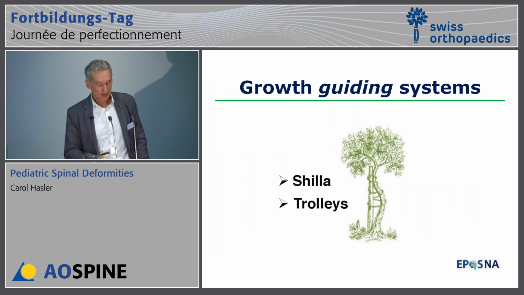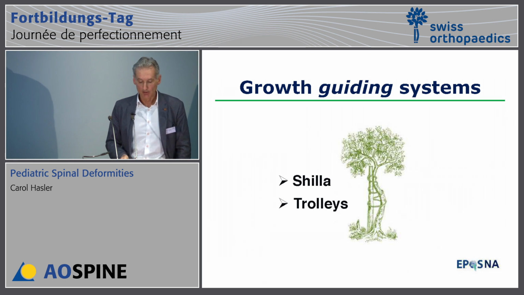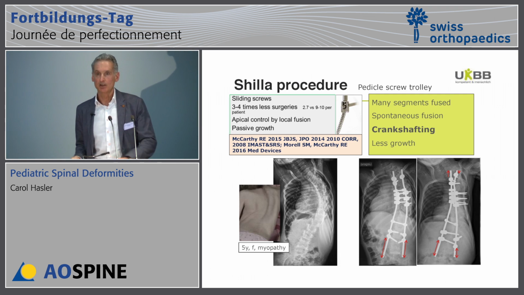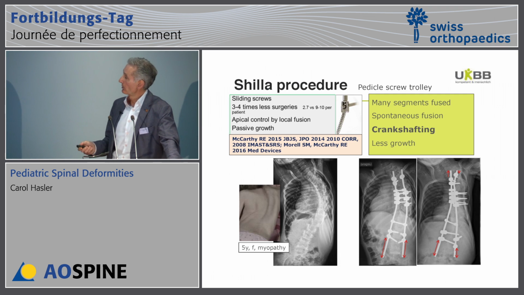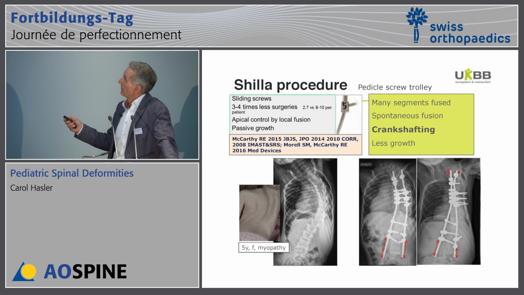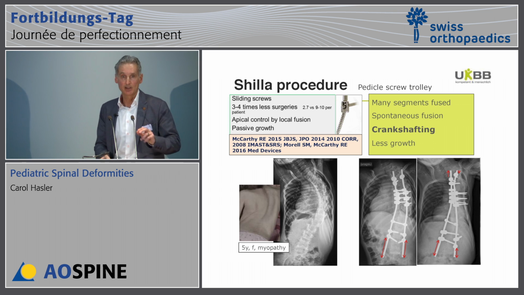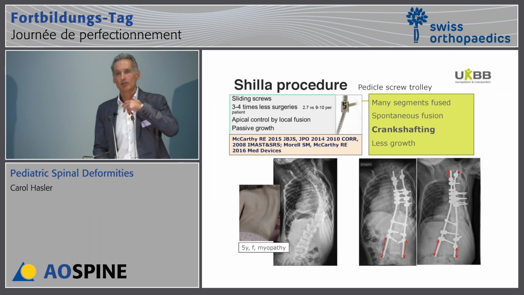So in case where those magic rods are not available and the patient lives far away from your center, for example, this patient from South Italy with a myopathy, respirator dependent, it's not a case for magic. So there is another option, Shilla rods. You have some sliding screws up here and down here, and you fix the apex. So the rods which are left long slide continuously through the screw heads with further growth.